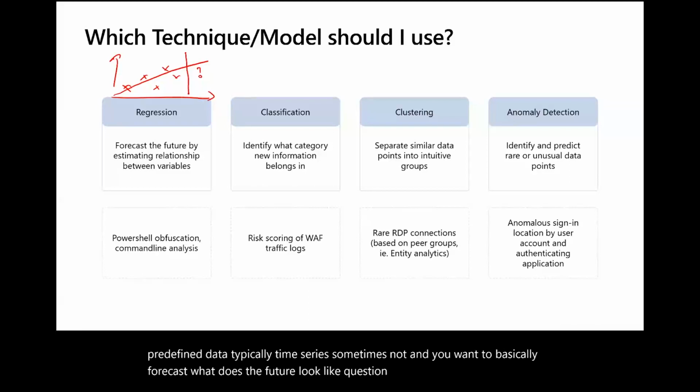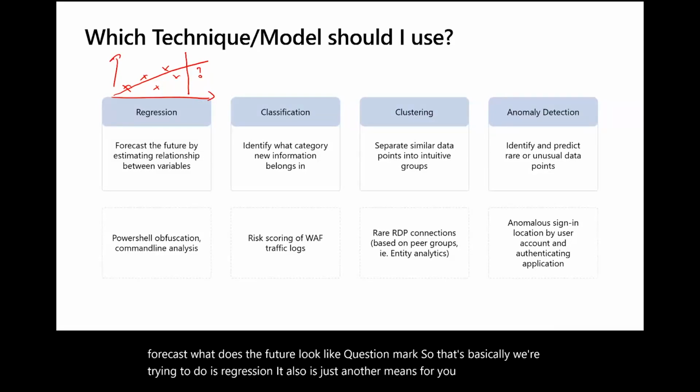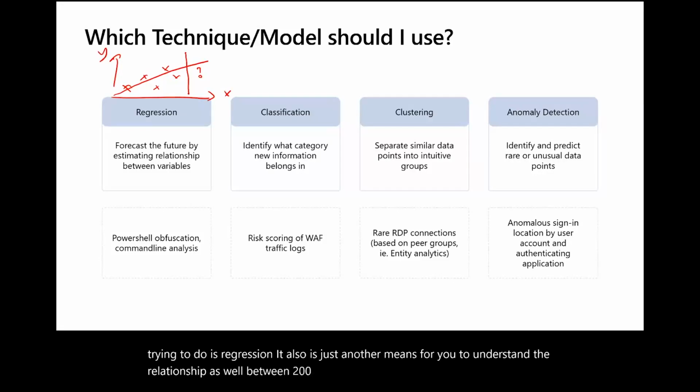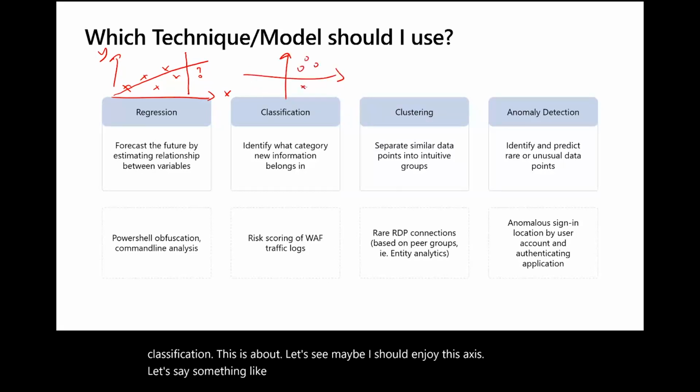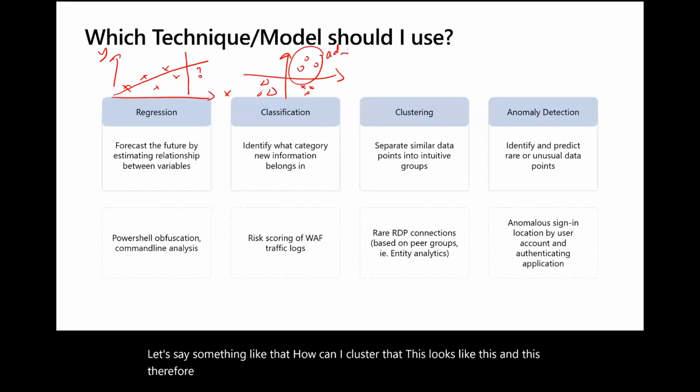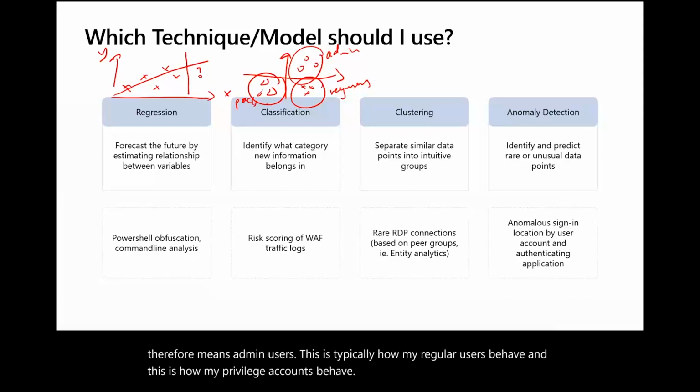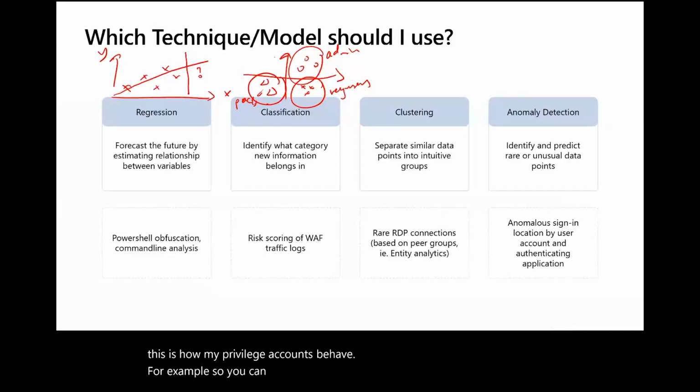So that's basically what we're trying to do with regression. It also is just another means for you to understand the relationship between two variables. So here you have X and Y. For classification, let's say, maybe I shouldn't draw this axis. Let's say something like that. How can I cluster that this looks like this, and this therefore means admin users. This is typically how my regular users behave, and this is how my privileged accounts behave, for example. So you can do classifications also.